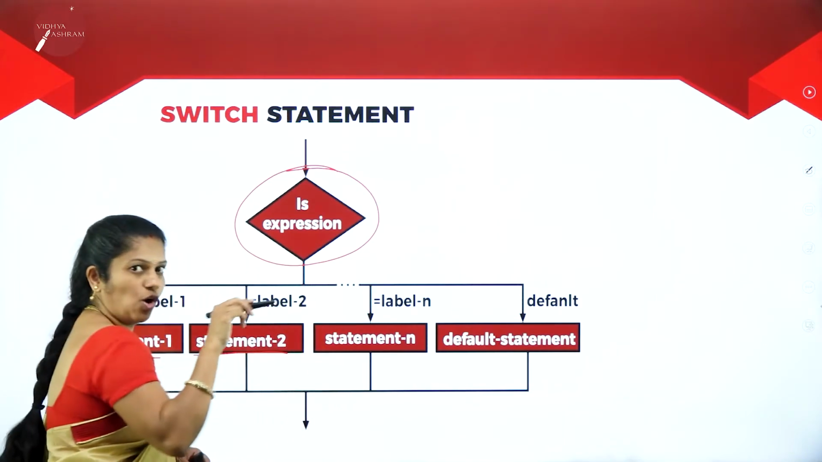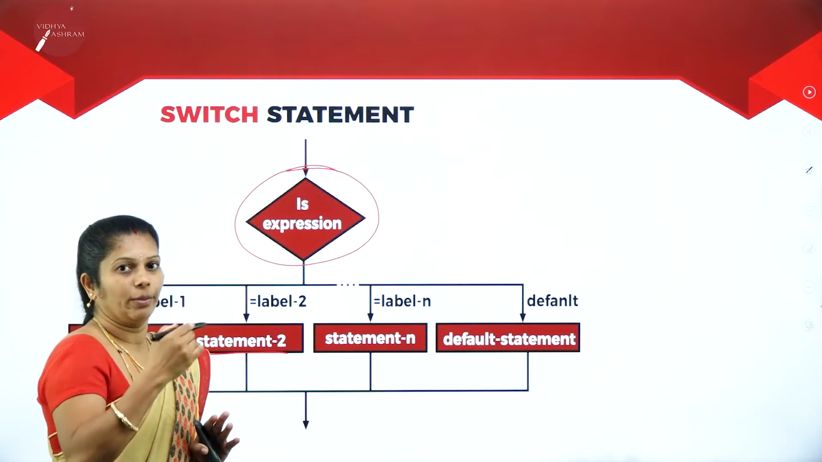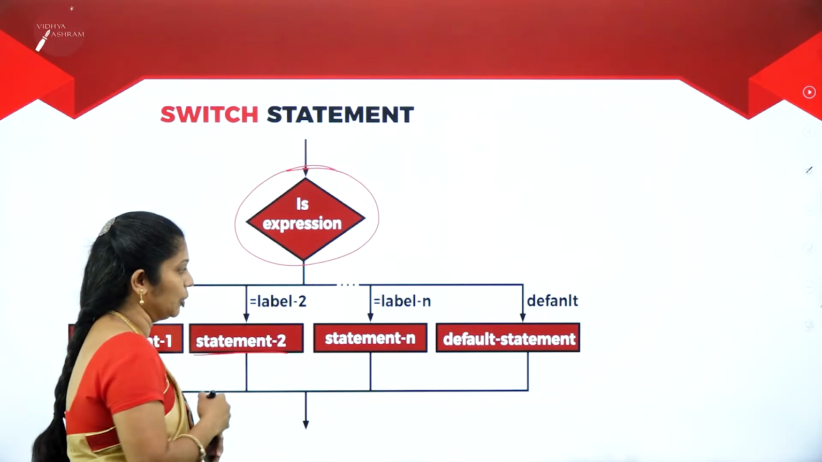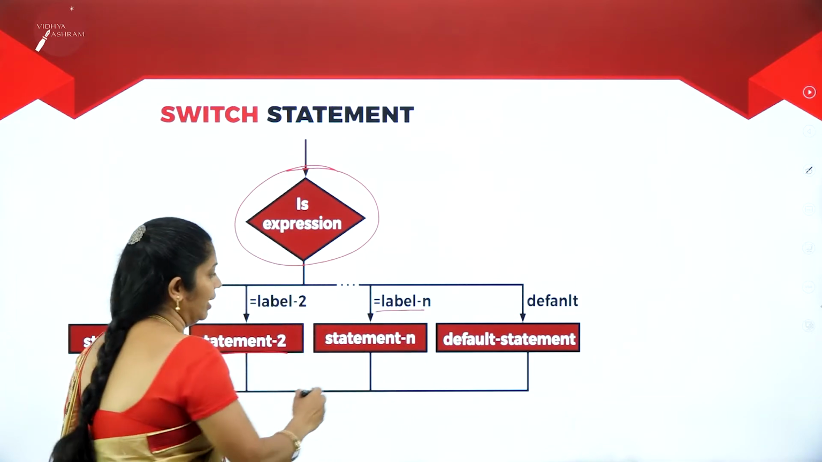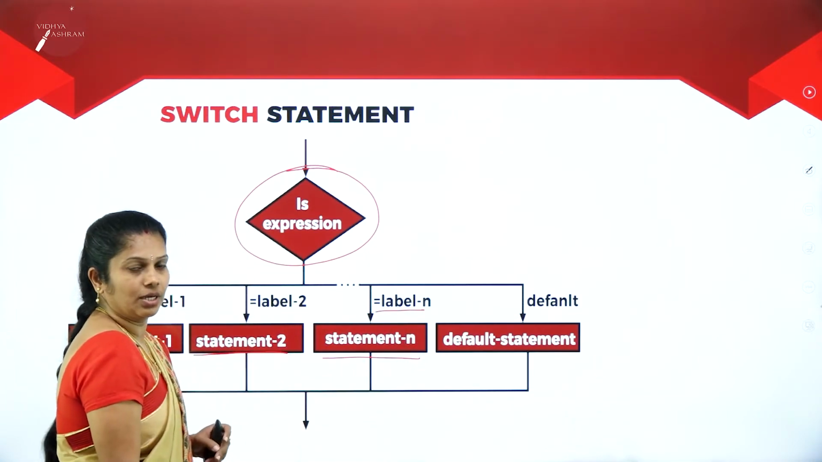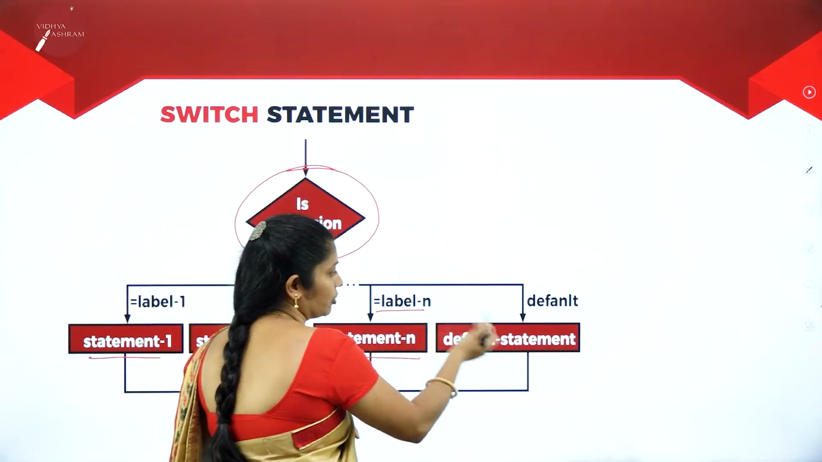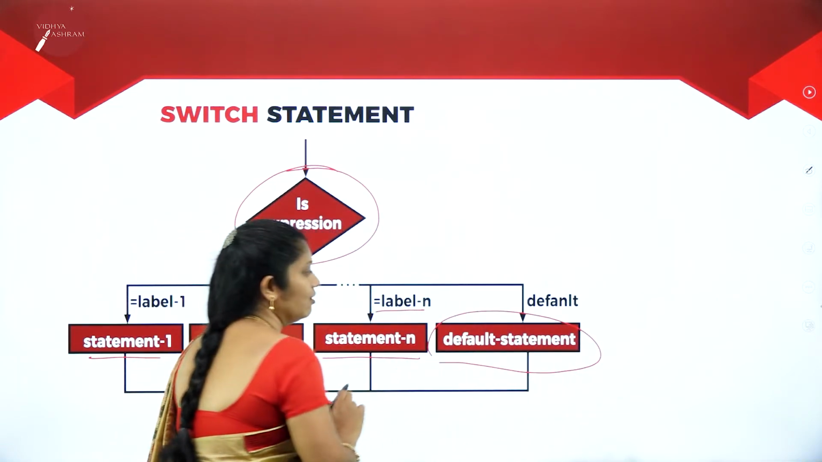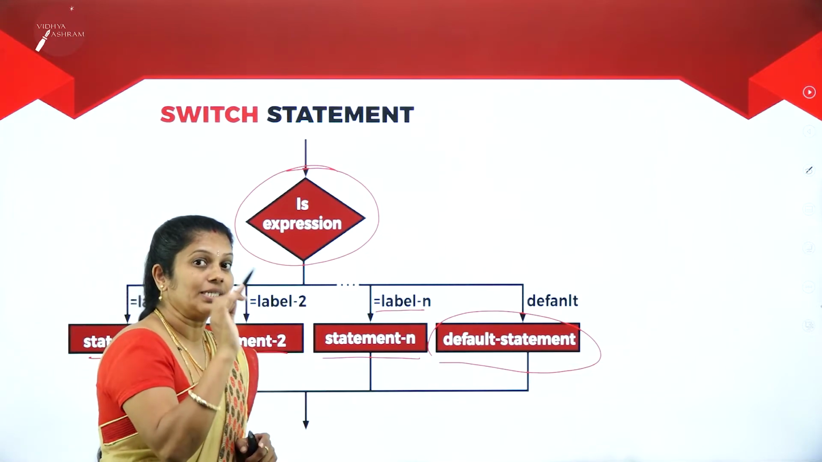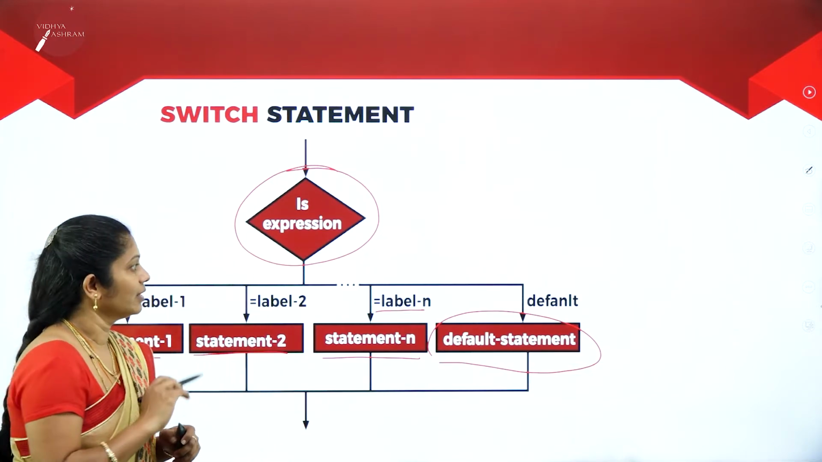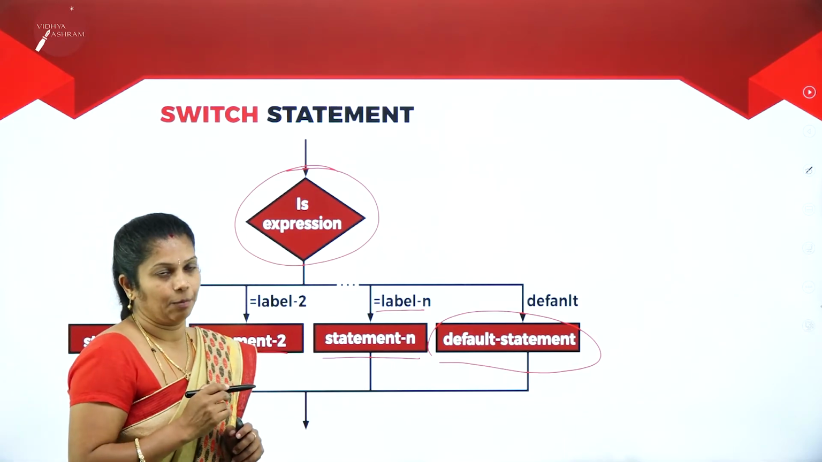Here we have it in dotted format. It means that all the conditions, one by one, and all the statements will execute depending upon the label. If the label is equal to n, then statement n will execute. Finally, if all the labels are not satisfied, the default statement will execute here. This is regarding the switch statement.